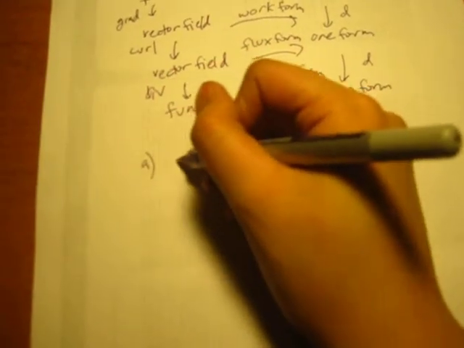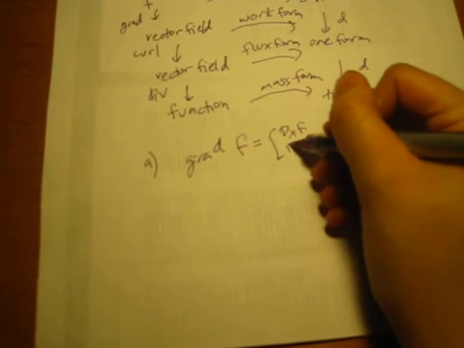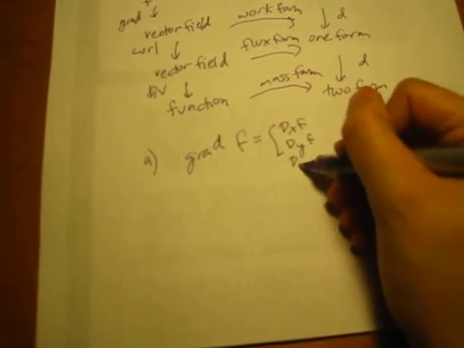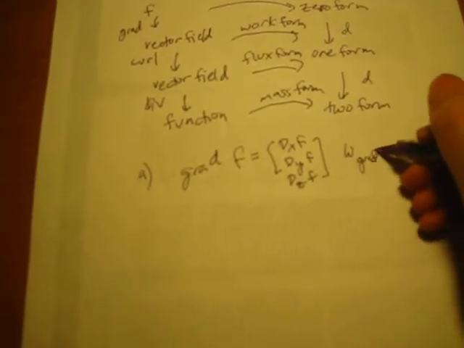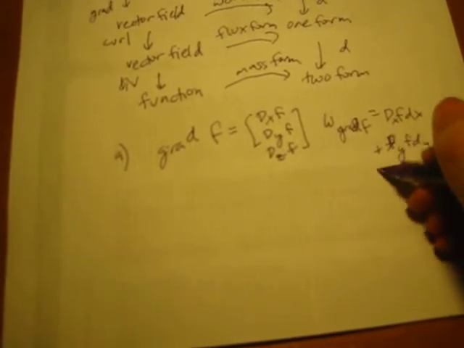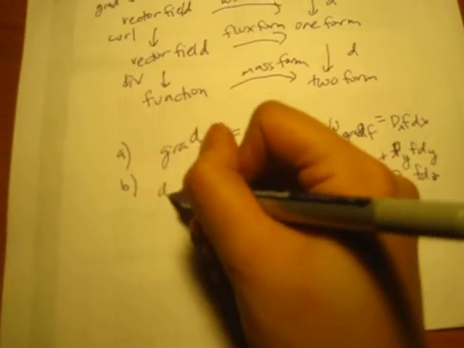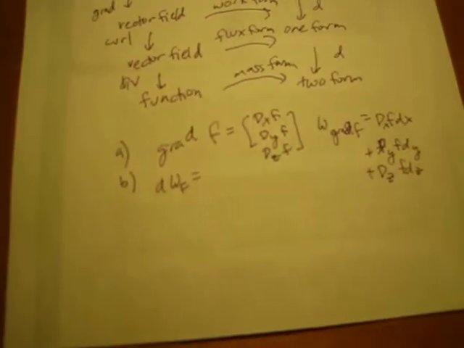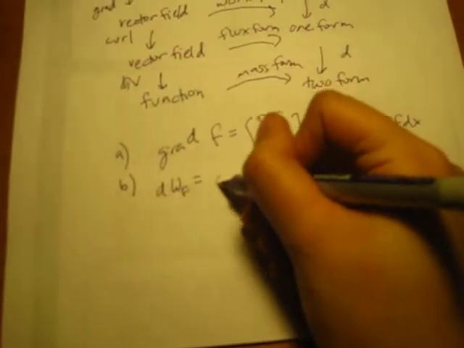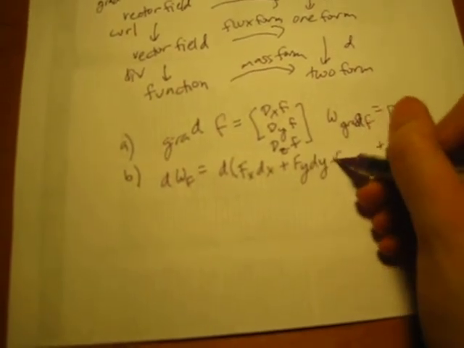So then, using this diagram, if the grad of f equals dxf, dyf, dzf, then the work form of the grad of f equals dxf dx plus dyf dy plus dzf dz, where also if you take the d of a work form, so the exterior derivative of the work form, you get d of fx dx plus fy dy plus fz dz.